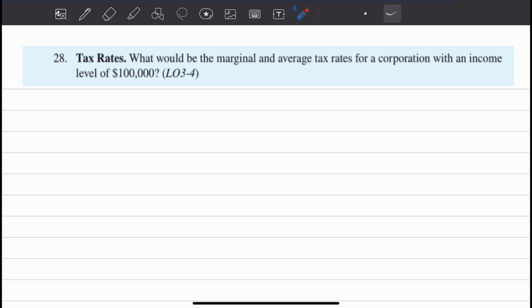Let's read the problem. It says, what would be the marginal and average tax rates for a corporation with an income level of 100,000? Now, in order for us to calculate the marginal tax rate and the average tax rate, we first need to figure out how much the company is actually going to pay in taxes. And the problem here is that the income level is 100,000, and in the United States, this 100,000 is not all going to be taxed at the same rate. So you're going to break down this 100,000.